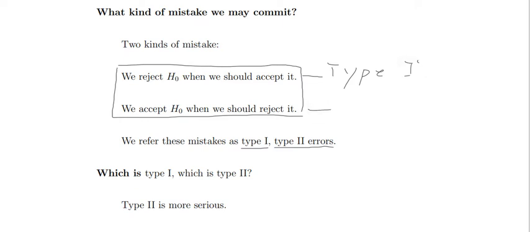And this one, we accept it. Accepting H0 means we easily believe other people. So this is a type 2 error. Okay. So comparing the two mistakes, usually type 2 error is more serious. Like you easily believe other people. So this is a big mistake. So we can say that type 2 is more serious.